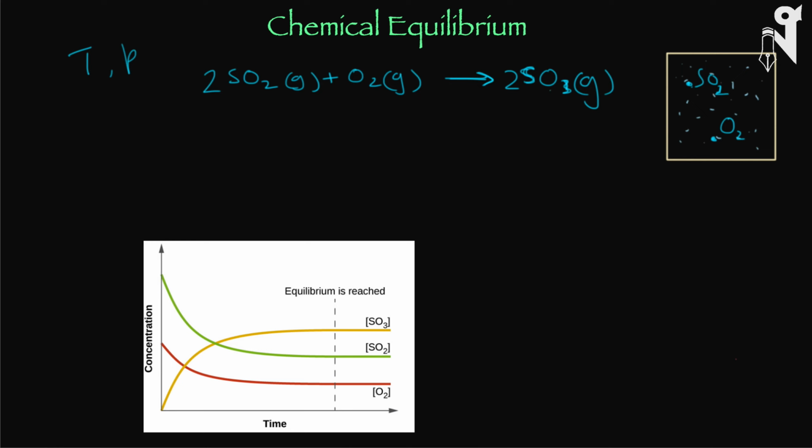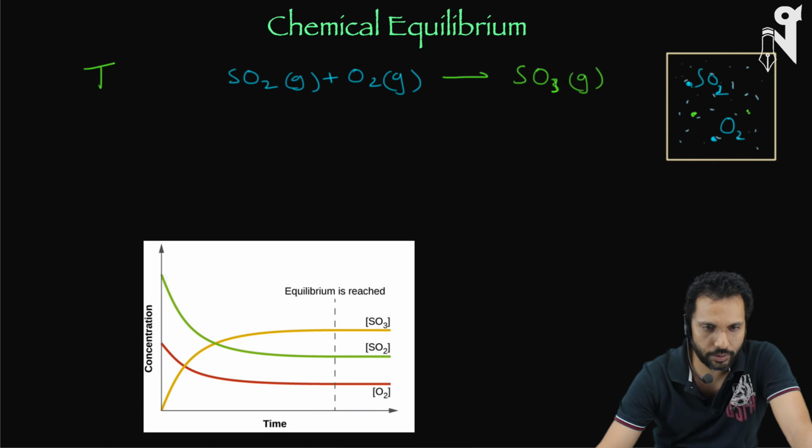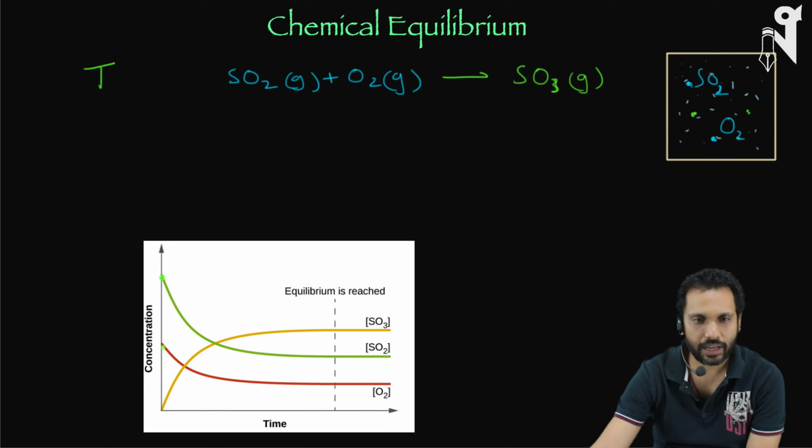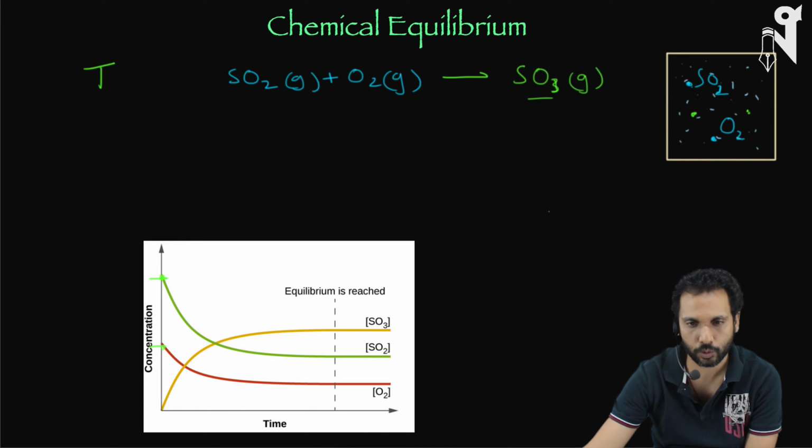So the reactants are SO2 and O2. SO2 being over here, O2 being over here, they are going to react very fast, because their concentrations were high, their values were high. They are going to react very fast, and they are going to produce this, and this will indicate that there is a forward reaction going.